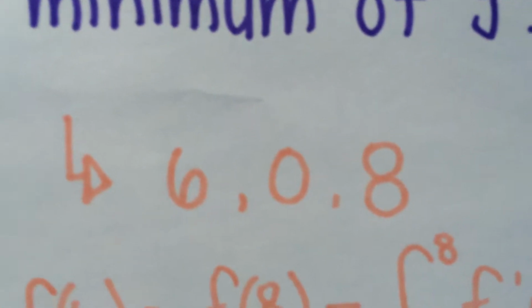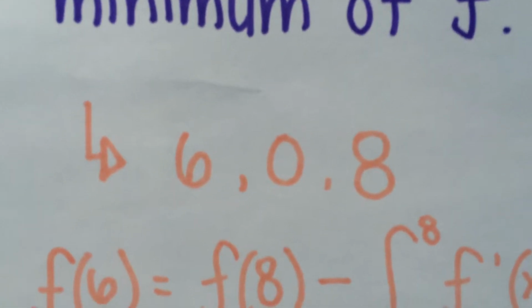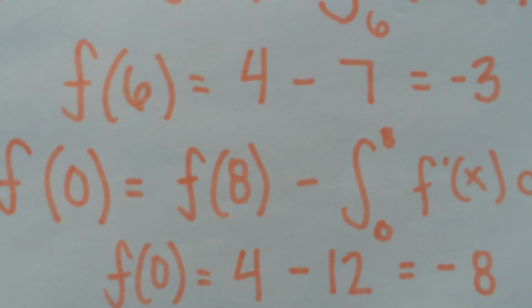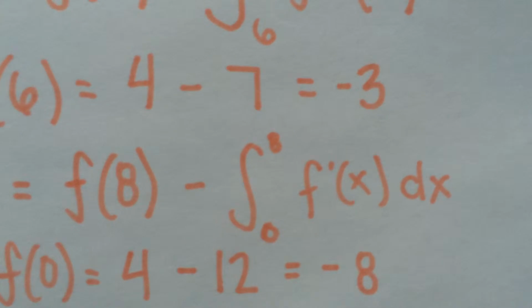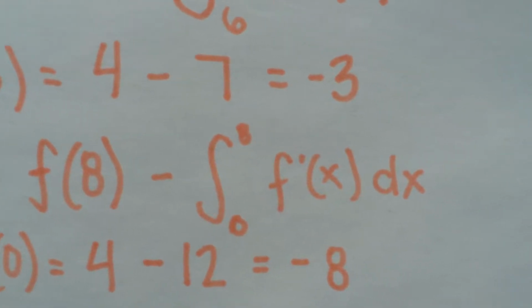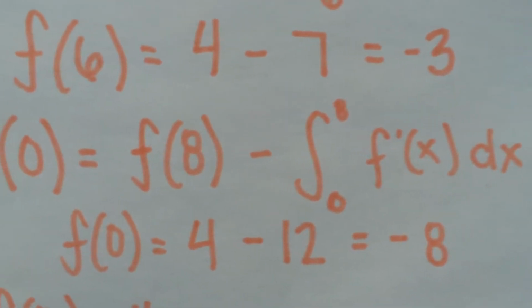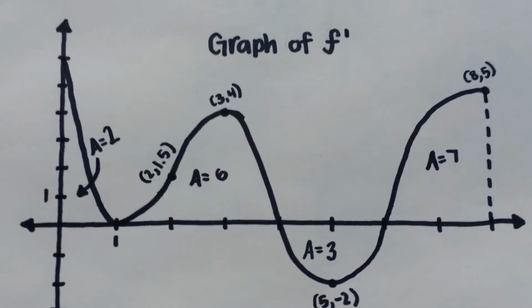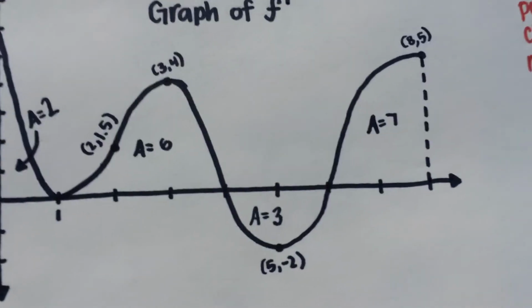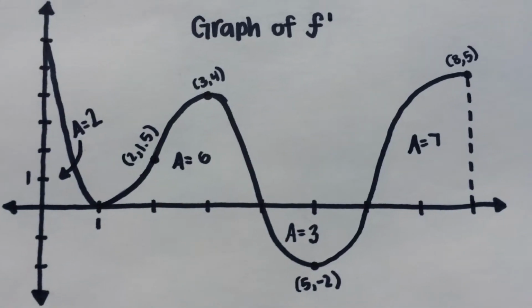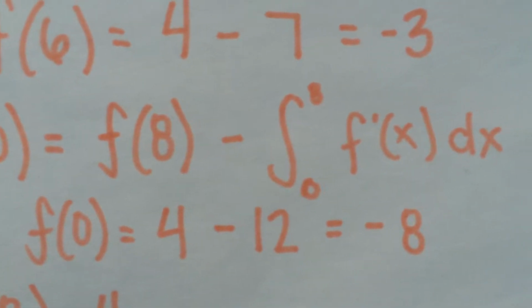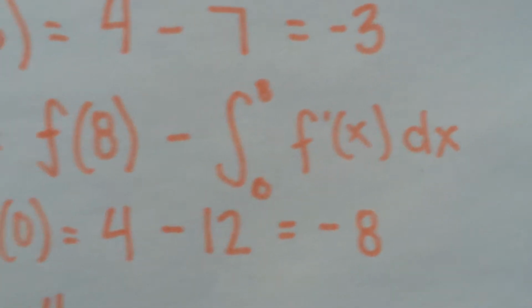Going back to our 3 possibilities, we now evaluate f of 0. To find it, we use f of 8 minus the integral from 0 to 8 of f prime of x dx. And again, we know that f of 8 equals 4. Looking back at our graph, we know that the area from 0 to 8 will equal 12 by adding up all the areas that it gives us here. So our new equation for f of 0 is 4 minus 12, which we know is negative 8.